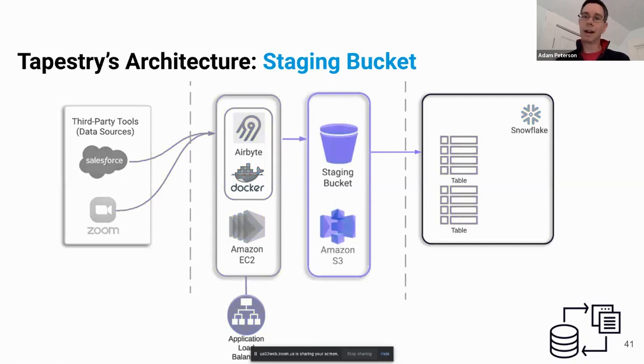Without the staging area, Airbyte was only able to insert one row of data at a time into Snowflake, and that required a ton of SQL insert commands to copy over an entire table. But with the addition of a staging area, Airbyte can achieve efficient bulk data loading. And so in order to implement this staging area, we provisioned an Amazon S3 staging bucket between our Airbyte instance and Snowflake.